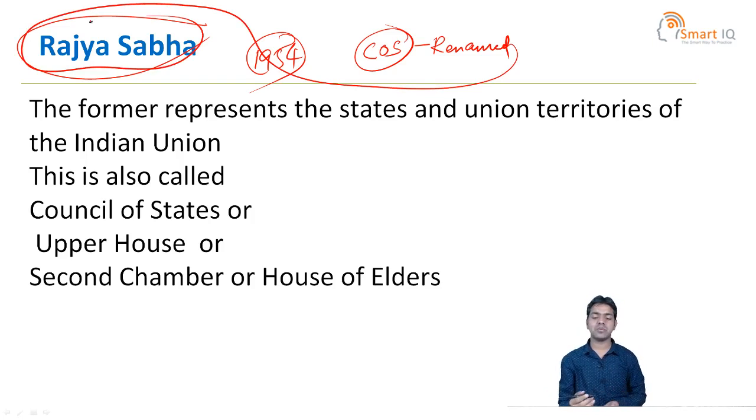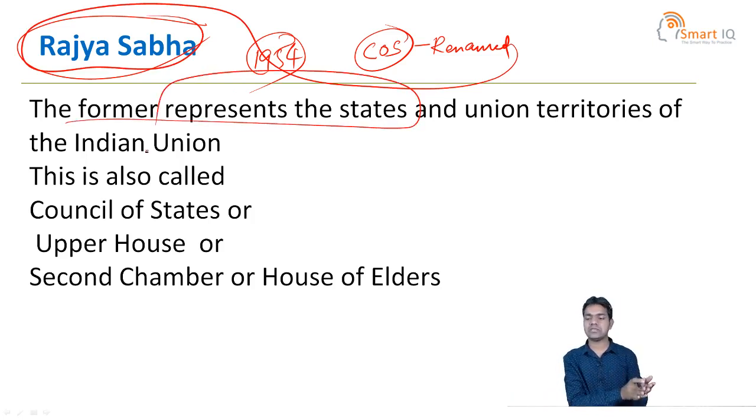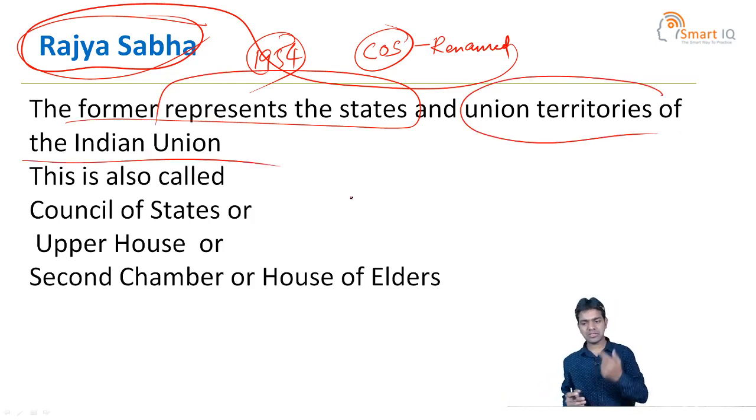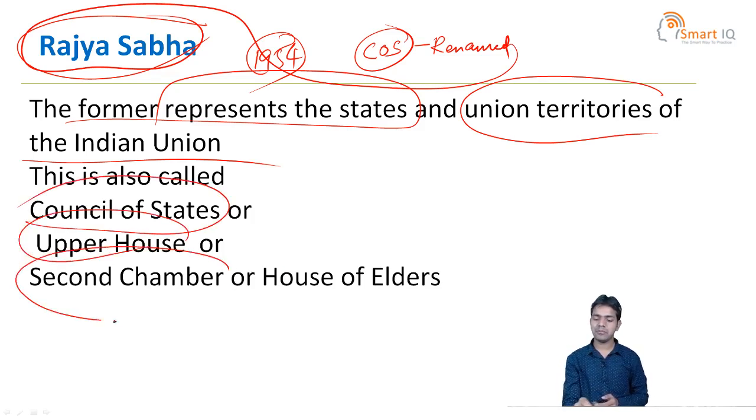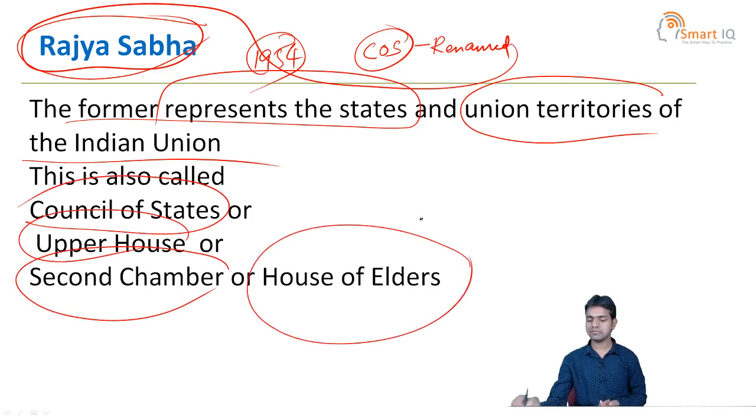Okay, what is Rajya Sabha about? It is the formal representation of the states. The Rajya Sabha represents the states as well as union territories of the Indian Union. It is also called the Council of States, Upper House, Second Chamber of the Parliament, or House of the Elders. These are the different names for the Rajya Sabha.